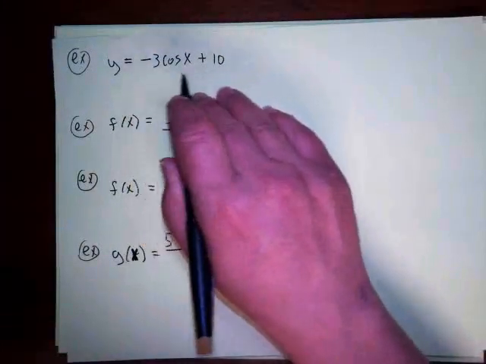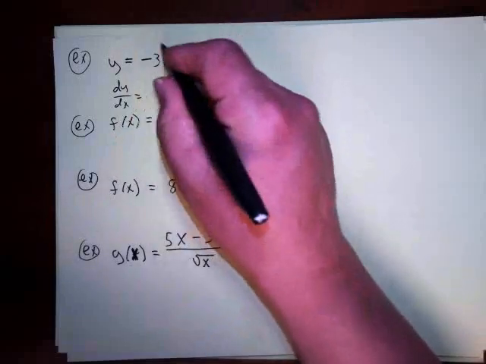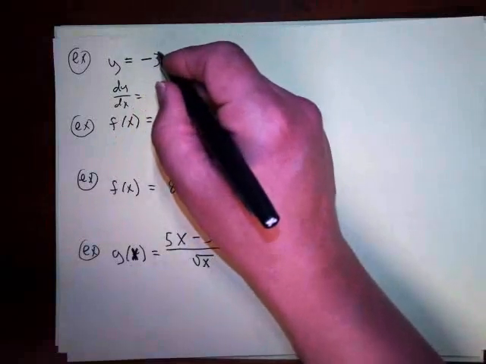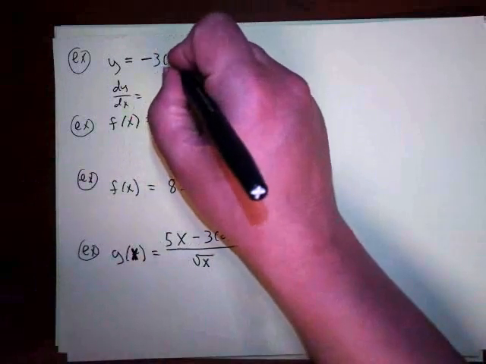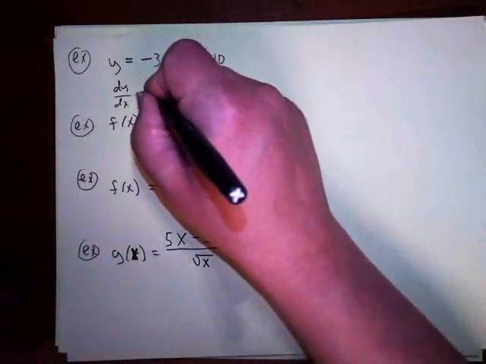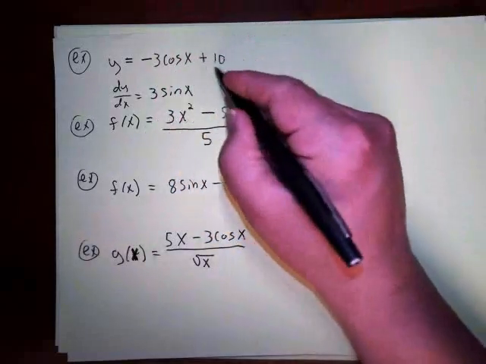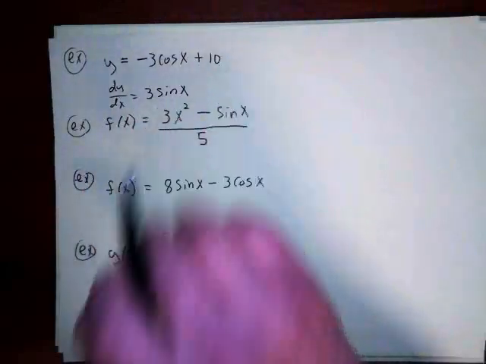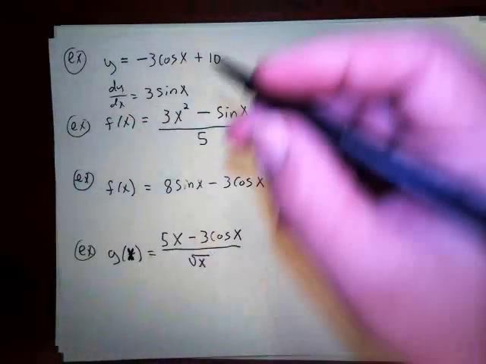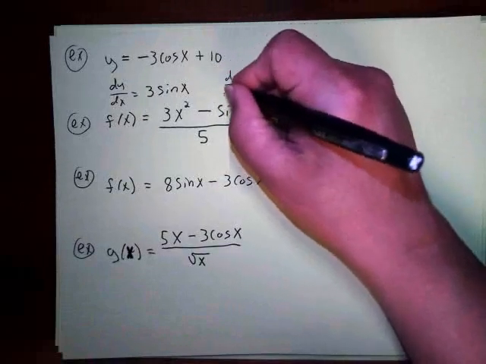So if I want to find the derivative of this, dy dx, this is a constant multiple, negative 3, but then the derivative of cosine of x is negative sine, so the negative sign would cancel out that 3, giving me just 3 sine x, and then the plus 10 just goes away, and so that would be the derivative.